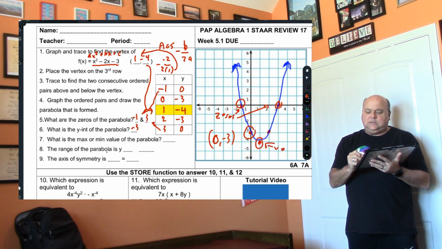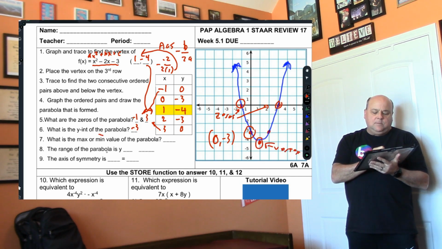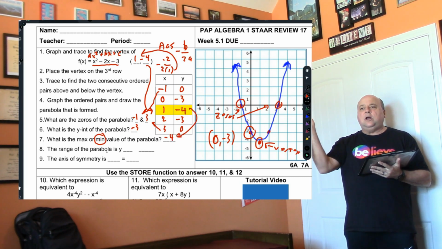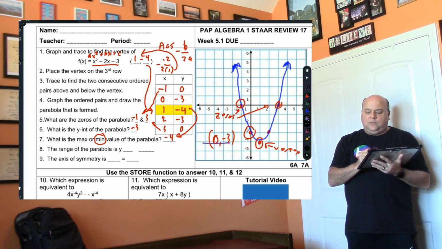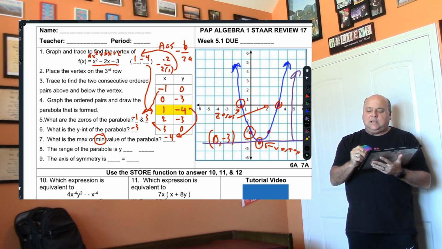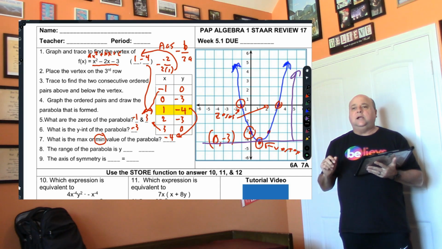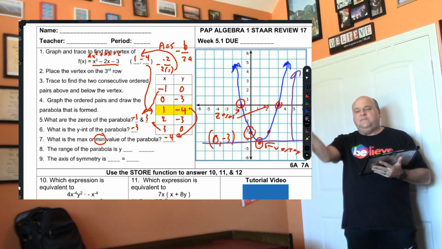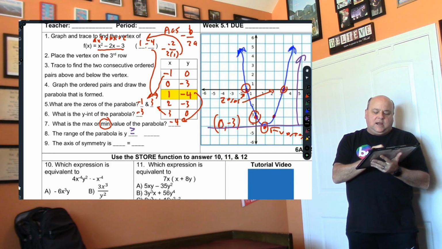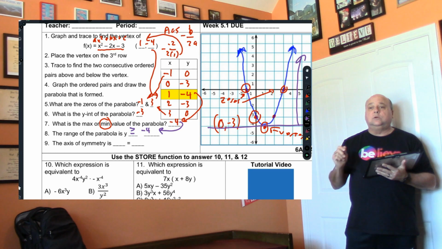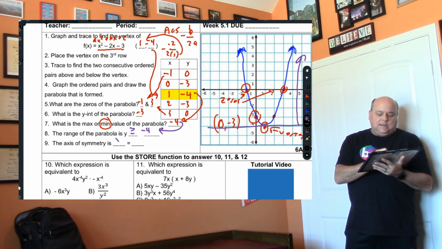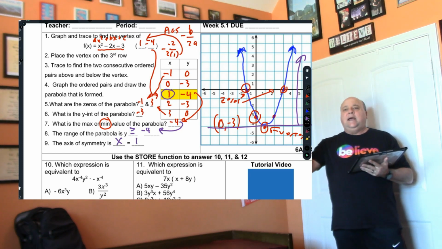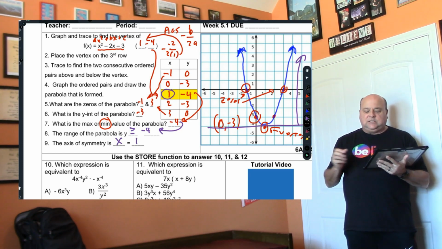The max or min, we have a minimum. This is our vertex. It's a minimum because it's the bottom, and this number right here is the minimum, isn't it? And it also defines the range. The range is all of the y's. The range will never go below -4, will it? It's got to be -4 and above, so it's going to be greater than or equal to -4. That min or max number also goes to your range. And the axis of symmetry is x equal to this number right here. The x of your vertex goes to the axis of symmetry.